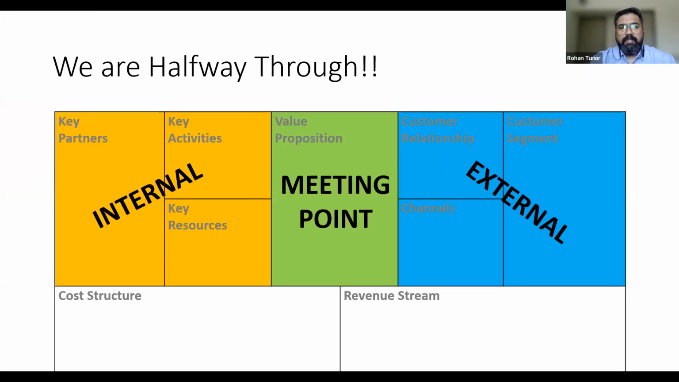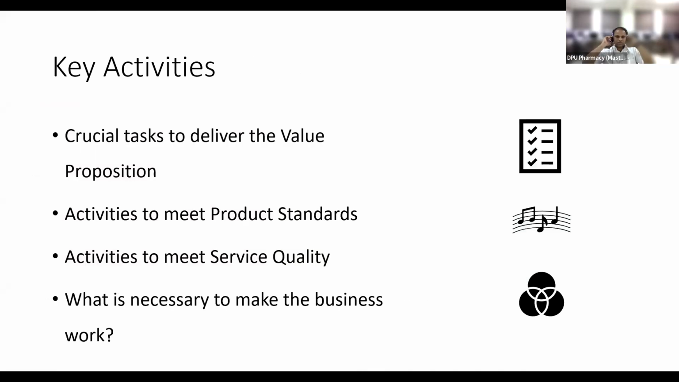Now that we are halfway through, the other half is where we start talking about key partners, key activities, and key resources. The names are pretty suggestive. Key activities are the crucial tasks required to deliver the value proposition you identified at the beginning: activities to meet the product standard, activities to meet the service quality you're pitching, and what exactly is necessary to make the product work the way you want it to. Key activities are those specific activities needed at this point in time for the product to perform the way you want.